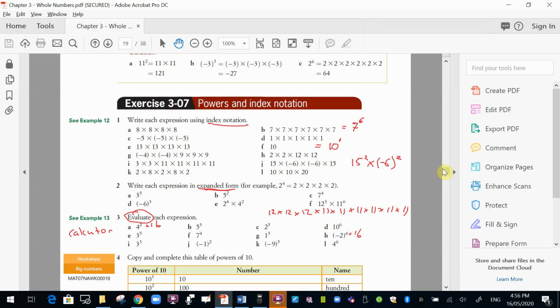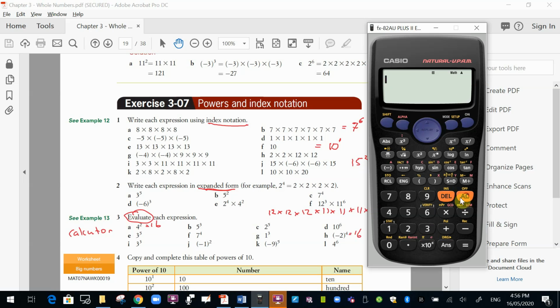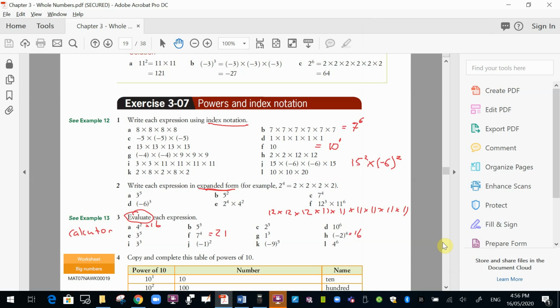And then one other one, we'll do that one. 7 to the power of 4. 7 to the power of where we are, not 2, so we've got to go to there. And you'll get that little box happening. Power of 4. There you go. 2,401.